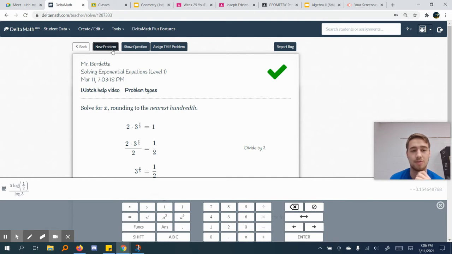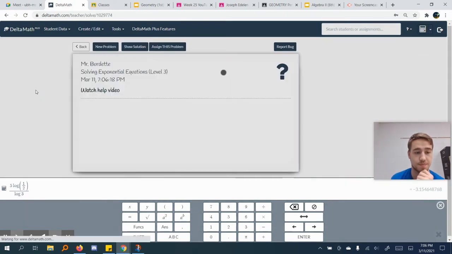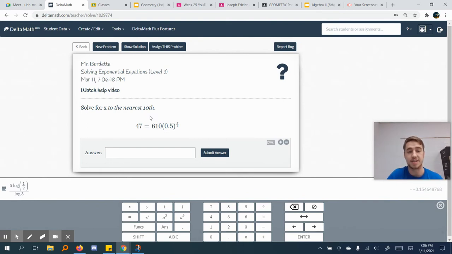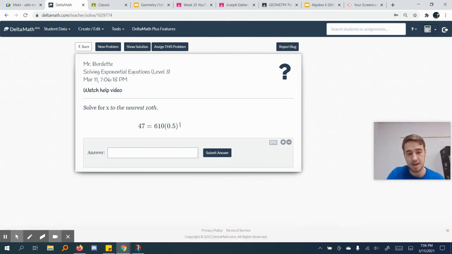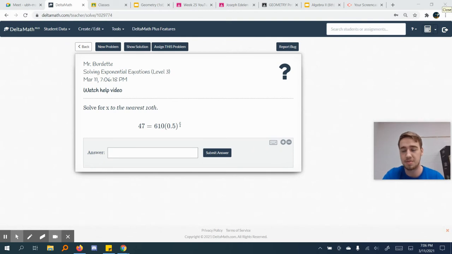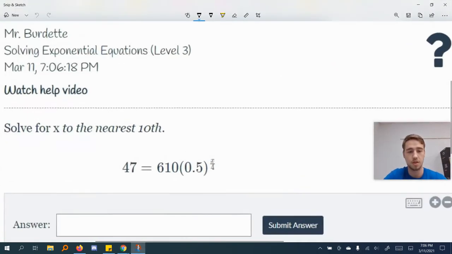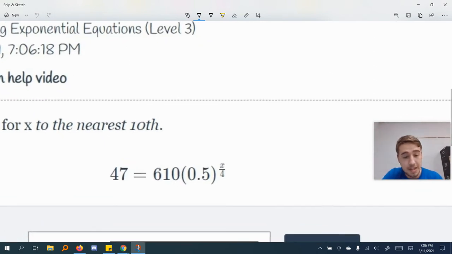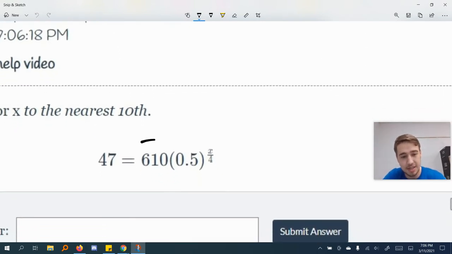So let's go ahead and move on to the next section. So we're solving for x to the nearest 10th here. Now the numbers here are pretty messy, but that doesn't make the problem any harder. That's simply here to show us that the problem doesn't depend on the numbers being convenient looking. So let's go ahead and take another screenshot and get to work. So let's go ahead and divide both sides by 610. It's kind of a bystander here. It's not a part of the main deal.